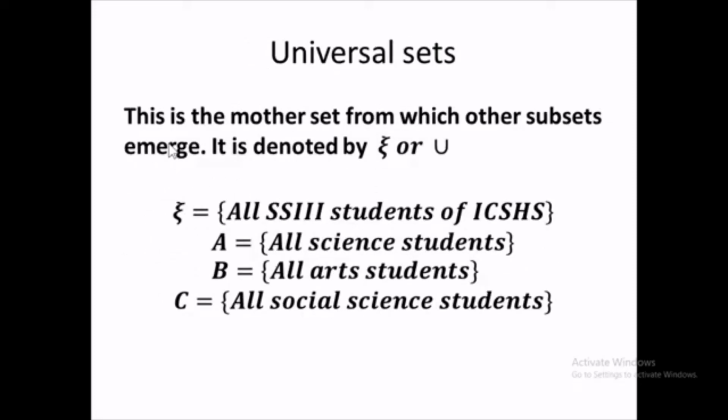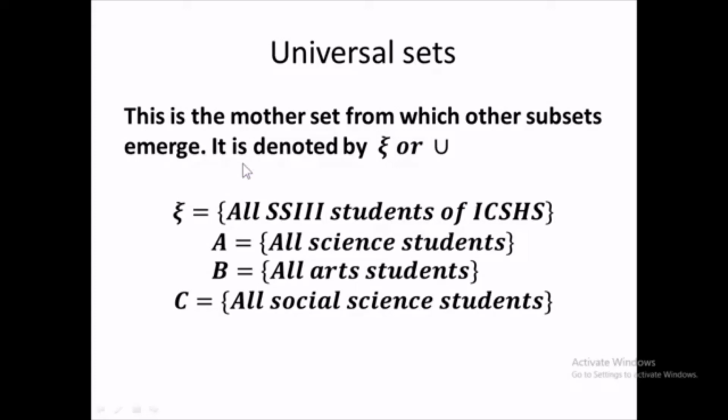The first one we're talking about is called universal sets. Universal set is the model set from which other subsets emerge. That is, when I have a set with some elements, and I now have other sets whose elements are also in the first set, that first set is called the universal set.